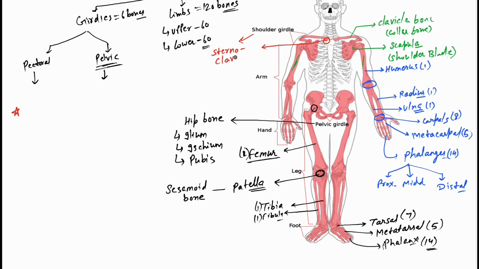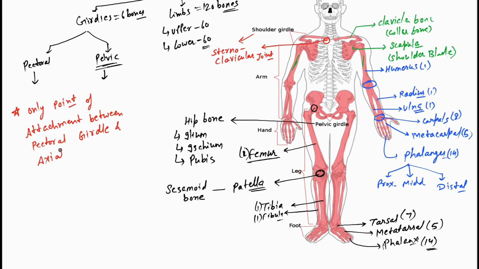Sternoclavicular joint. So here we have the sternoclavicular joint. Why am I telling this? Because the sternoclavicular joint is the only point of attachment between the axial skeleton and the pectoral girdles. The only point of attachment between the pectoral girdles and the axial skeleton.